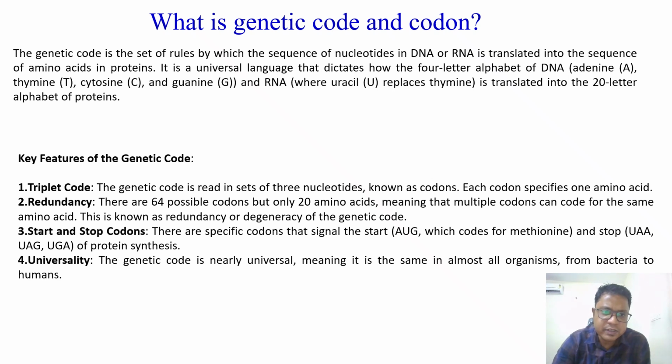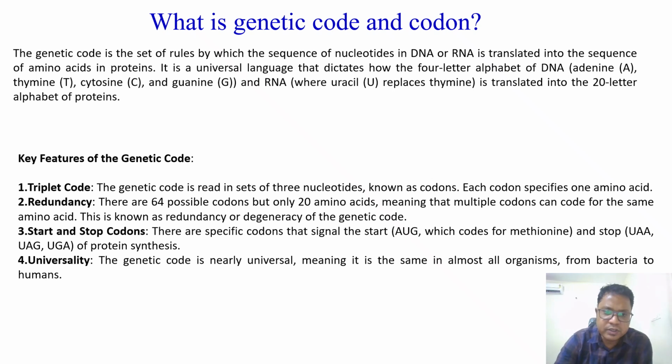So key features of genetic code. Triplet code: the triplet code is read in sets of three nucleotides, known as codons. Each codon specifies one amino acid. Redundancy: there are 64 possible codons, but only 20 amino acids, meaning that multiple codons can code for the same amino acid. This is known as redundancy and degeneracy of the genetic code.